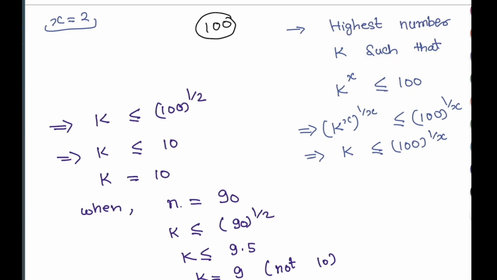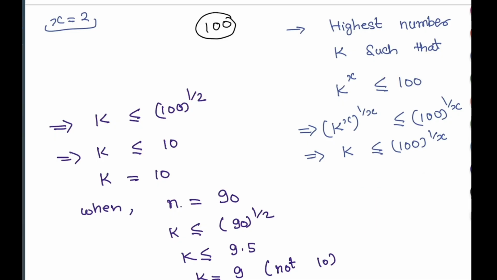How can you calculate this? You can take the power of 1 by x on both sides. Now I am just doing some basic mathematics. If you take the power of 1 by x on both sides, on the left hand side the x and the 1 by x will cancel each other. So this will be equal to k, and the other side will become 100 to the power 1 by x, or I can say n to the power 1 by x.